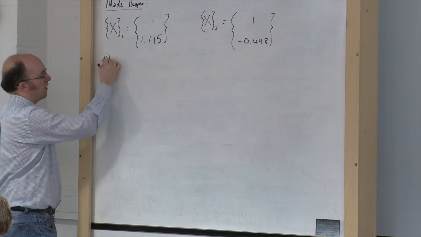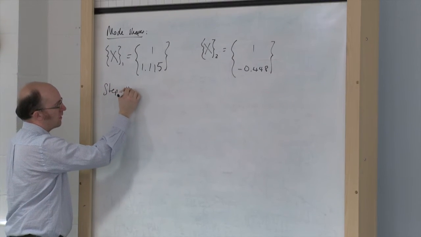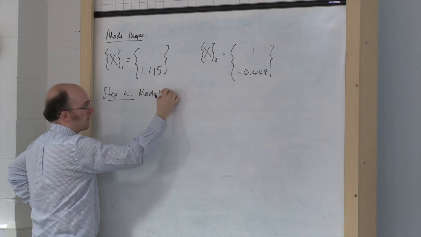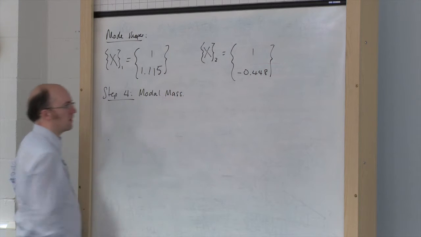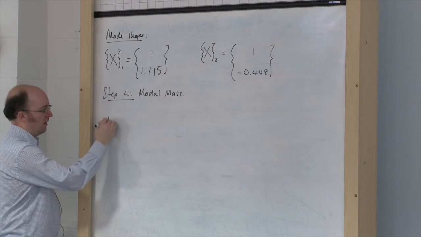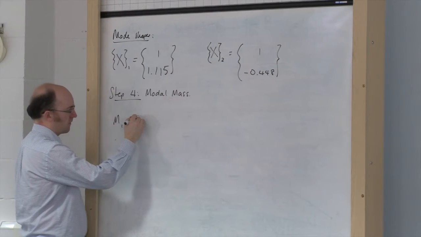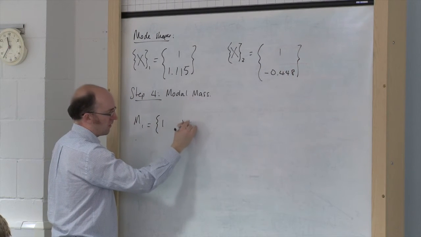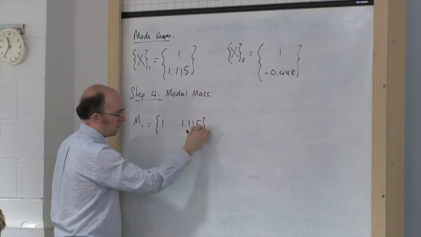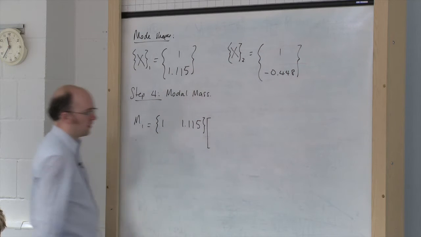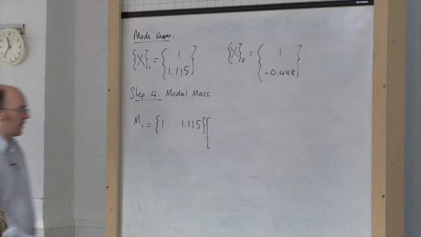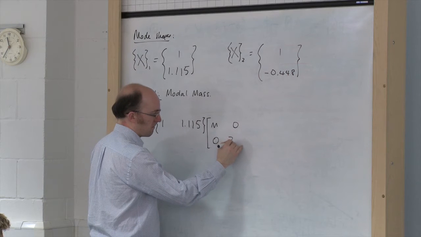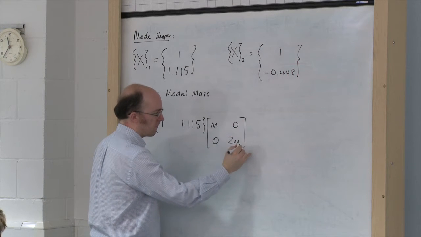In step 4, modal masses. And M1. So we take the transpose of our first mode shape. We've got our mass matrix, and our mode shape.